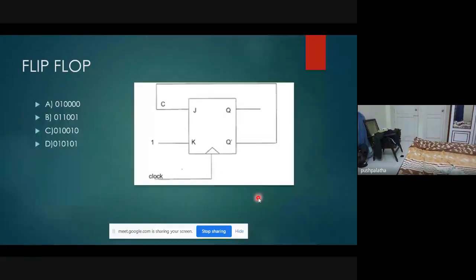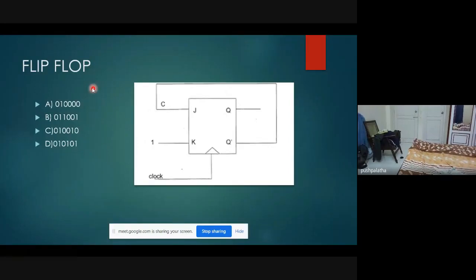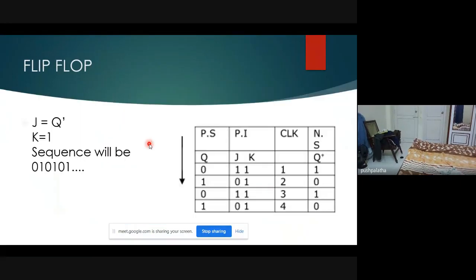Before that, we'll see the options. Actually the options are 0 1 0 0 0 0, 1 1 0 0 1 0 1, 0 0 1 0, and 0 1 0 1 0 1. Okay, these are the options. Now with all the given conditions we will put a tabular column. My present state value Q is initially reset, then the JK value, then the clock, and this is your next state Q plus.